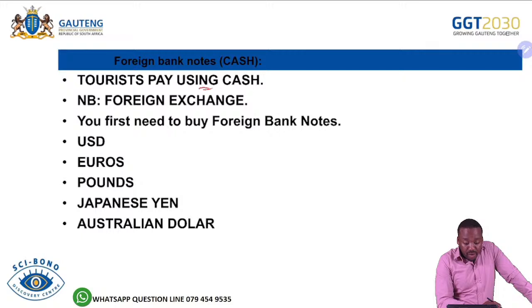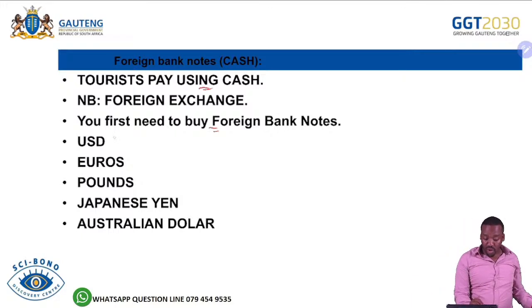So foreign banknotes or cash, obviously this one we said in grade 11 when we were doing foreign exchange, and also in grade 12 we said that each country has its own currency. So when you go overseas, you need to buy banknotes, right? In the United States, we know they use dollars. In Europe, they use euros, and then pounds in Britain, in Japan, the yen, and in Australia, the Australian dollar.